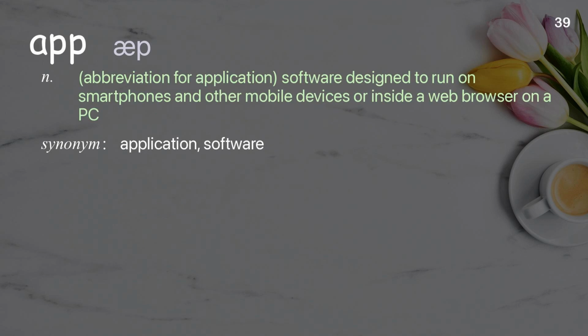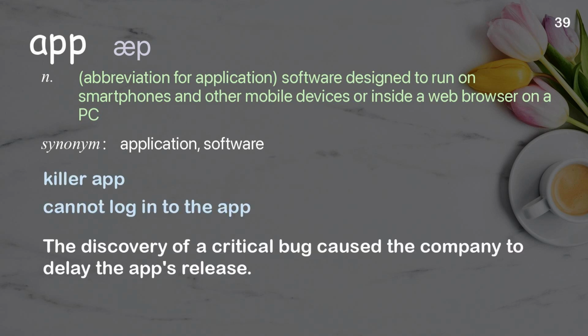App. Abbreviation for application, software designed to run on smartphones and other mobile devices or inside a web browser on a PC. Examples: killer app. Cannot log into the app. The discovery of a critical bug caused the company to delay the app's release.